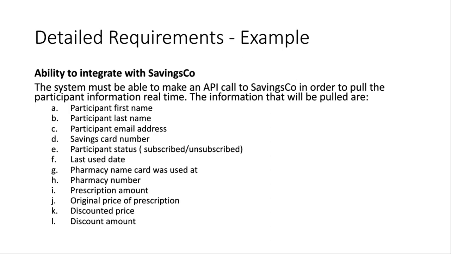So the system must be able to make an API call to Savings Co in order to pull the participant information real time. The information that will be pulled are participant first name, last name, email address, savings card number, participant status if they subscribe or if they decided to unsubscribe, the last use date, so when was the last time that they used the savings card, the pharmacy name the card was used at, the pharmacy number, if that exists, should be optional, the prescription amount, the original price of the prescription, the discounted price, and the discount amount.